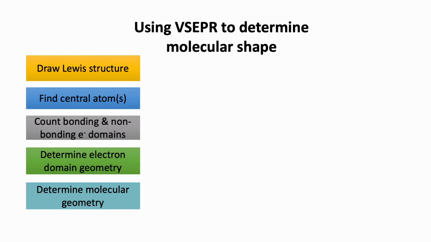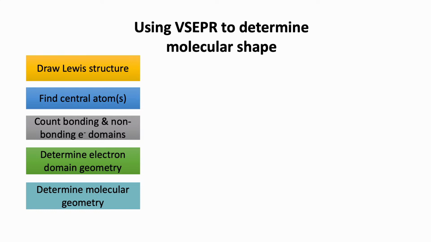So in order to determine the molecular shape, the first thing we're going to do is draw a Lewis structure. And again, I'll drop links to my Lewis structure videos down below. We're going to locate central atoms. Now, this is important. If you have a small molecule like the ones we're doing in this video, there's only going to be one central atom. But anything that has more than one atom bonded to it is considered a central atom. And you have to find the geometry around each central atom separately.